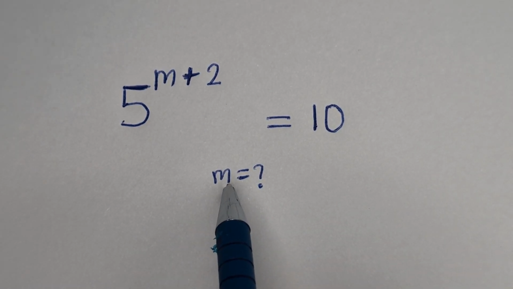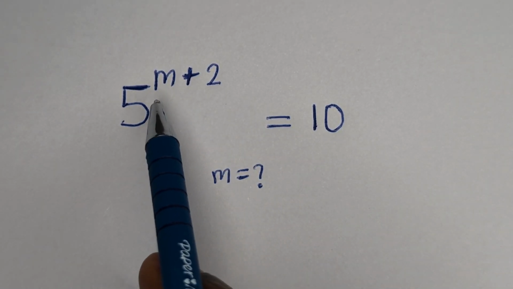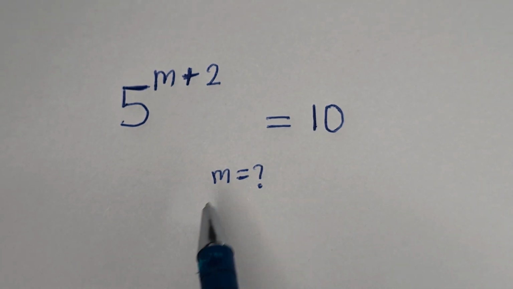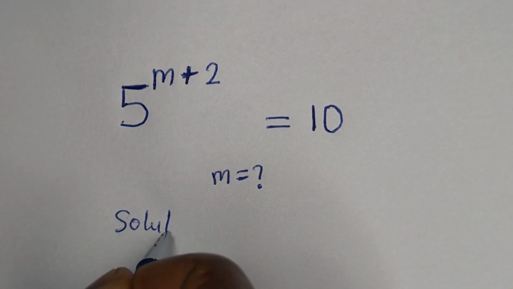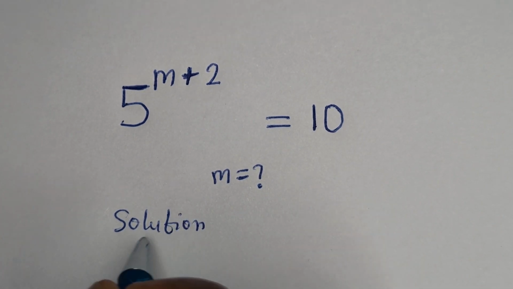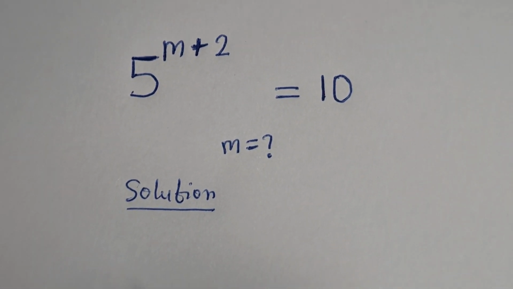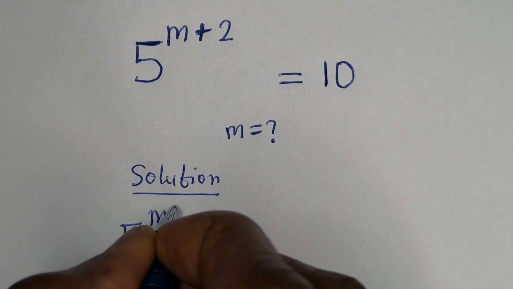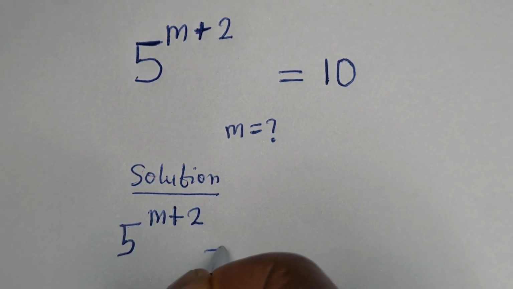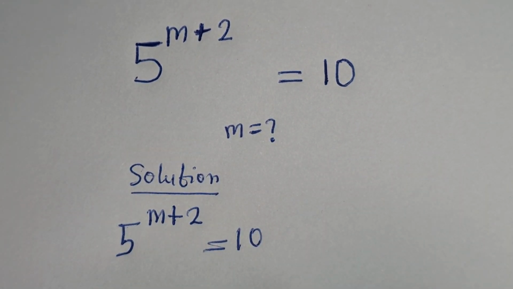Hello, what is the value of m in this equation? 5 raised to power m plus 2 is equal to 10. Solution. Here we have 5 raised to power m plus 2 is equal to 10.